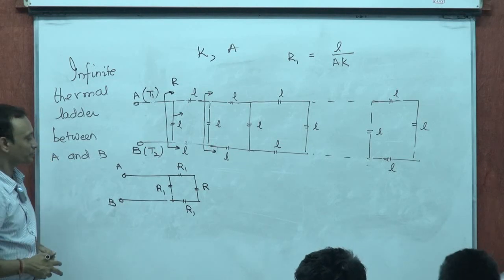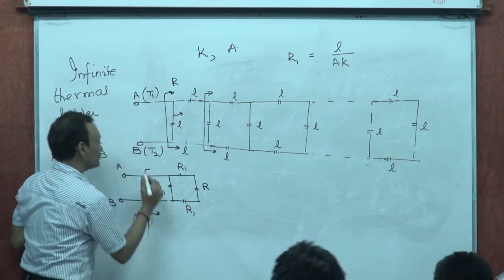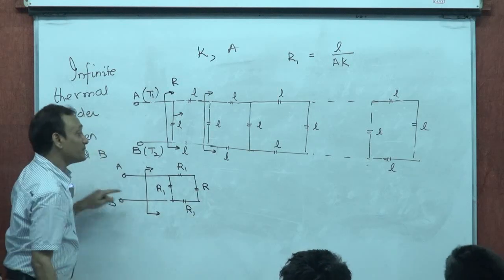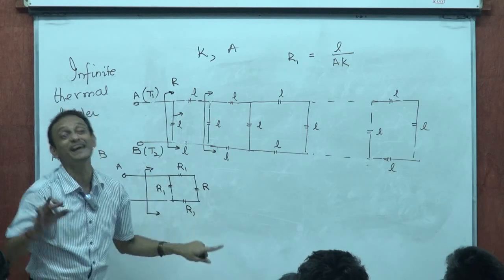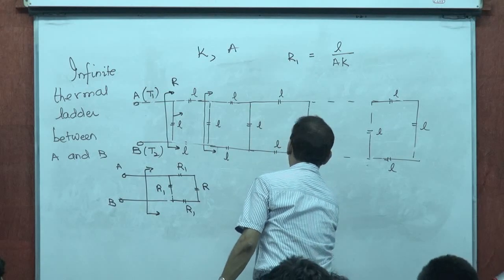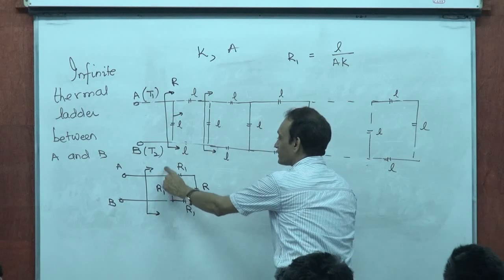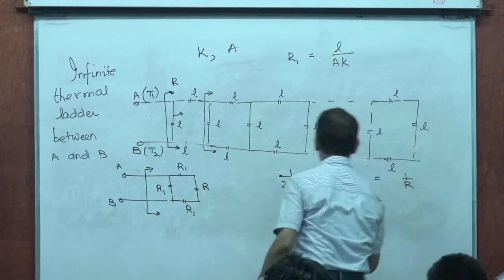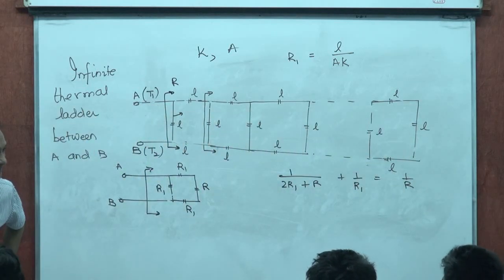Now, the equivalent of all of this across A and B must be R. That's what we have taken this, right? That means R1, R and R1 in series, in parallel with R1 will give me R, isn't it? Which means 1 by (2R1 plus R) plus 1 by R1 must be equal to 1 by R, the equivalent thermal resistance of the ladder across A and B.